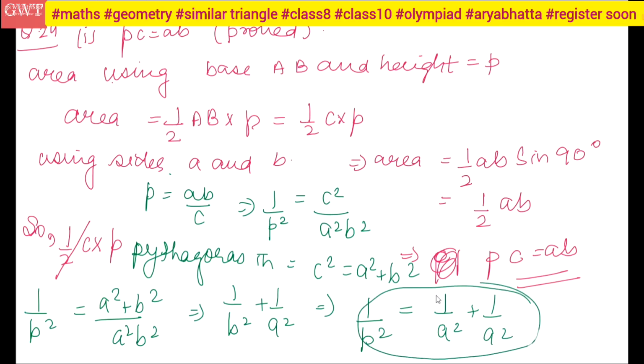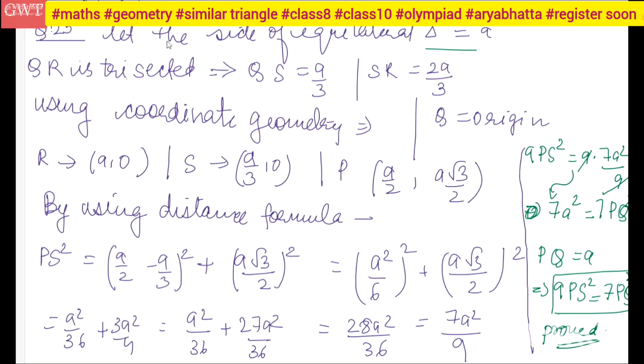In this question, I am getting an equilateral triangle, so I suppose that the triangle side is A. Since QR is trisected, meaning QR is cut 3 times, QS is equal to A by 3 and SR is equal to 2A by 3. Here I will use coordinate geometry and assign coordinates to every point. I suppose Q is my origin. So R will be A, 0; S will be A by 3, 0; and P will be, by Pythagoras theorem, A root 3 upon 2.